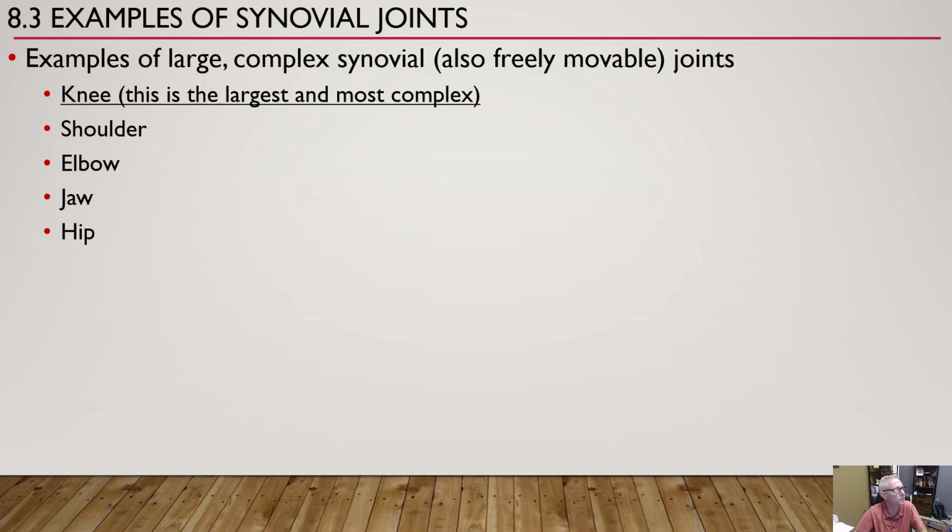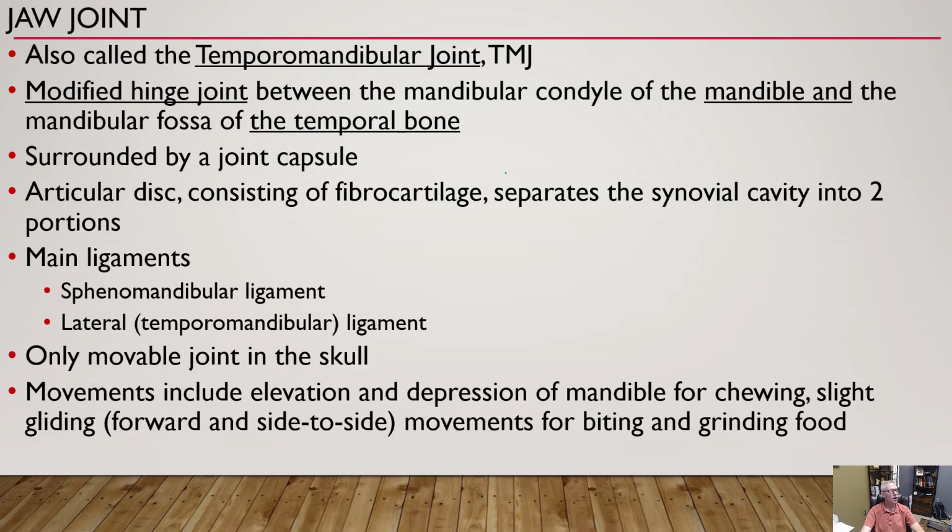All right, so we've already talked about synovial joints a little bit, and we've already said that the knee is the largest and most complex. Other examples: shoulder, elbow, jaw, hip. We're really not going to rehash synovial joints, but we will talk a little bit about the jaw. Your jaw joint is called the temporomandibular joint, abbreviated TMJ. Basically, it's a modified hinge joint.